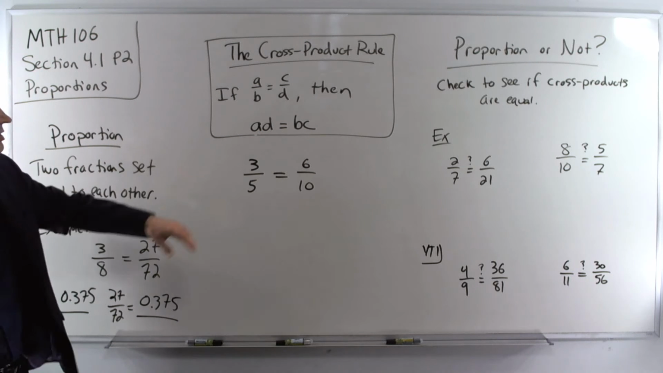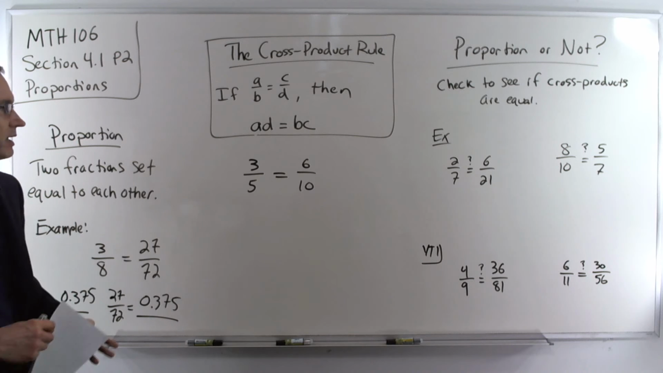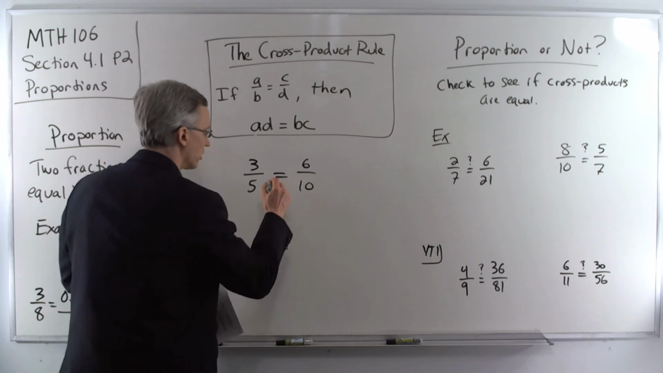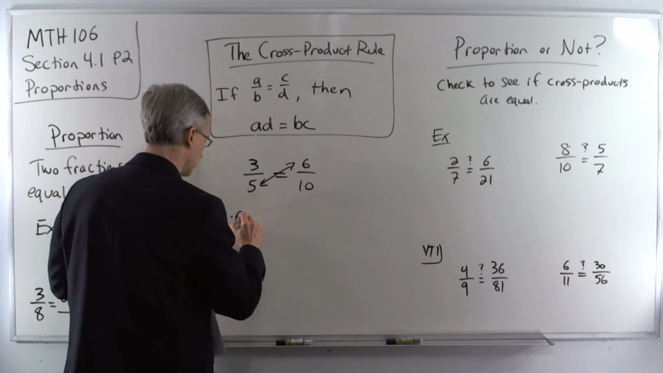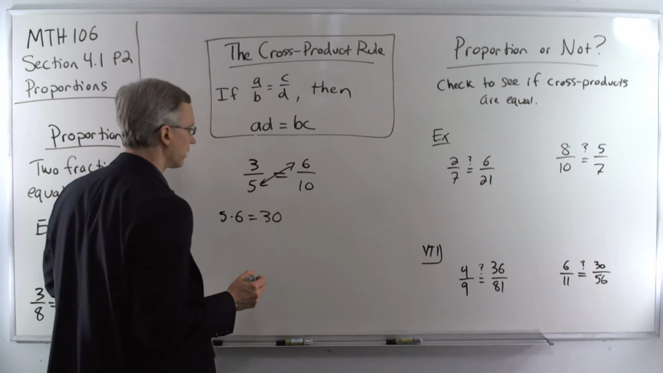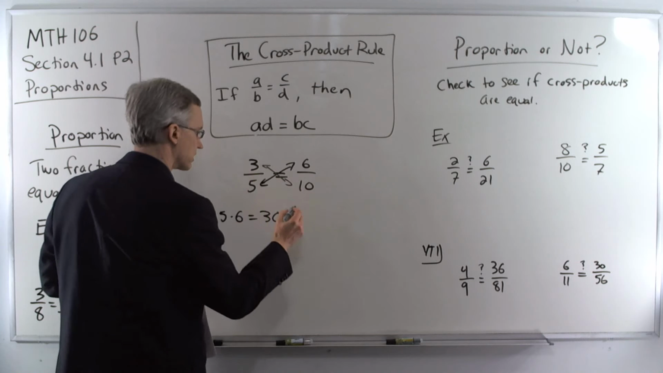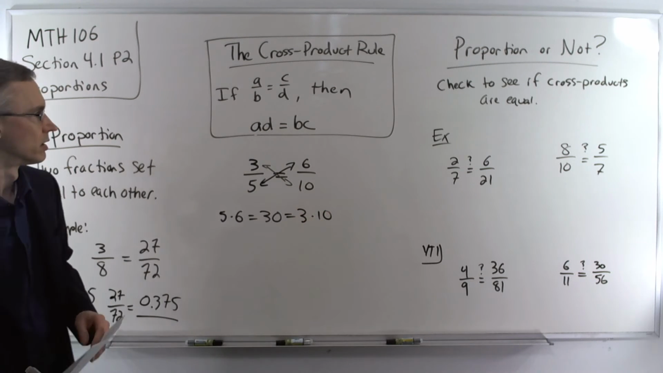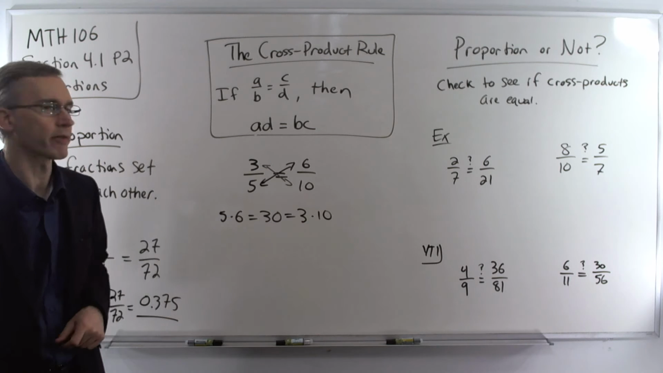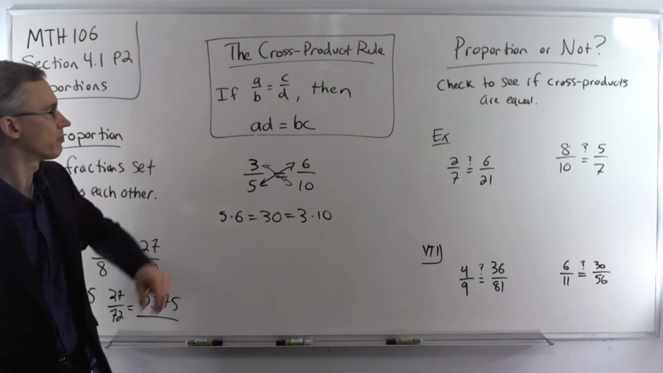So let's try it out. Here's an example. 3/5 equals 6/10. So one cross product here, we got 5 times 6, and that gives us 30. And the other cross product is 3 times 10. So no matter which way we go, we get the same number, 30. So that means this is a true proportion.